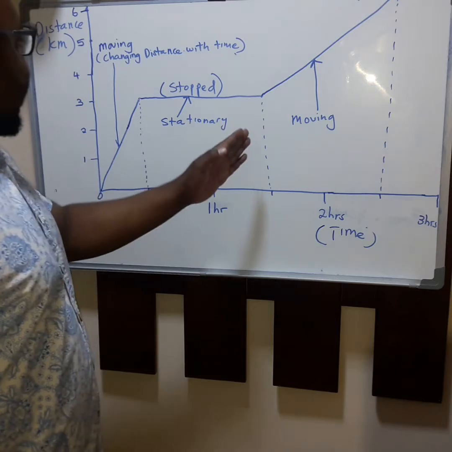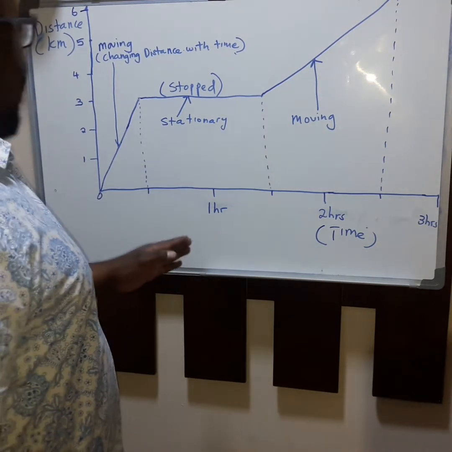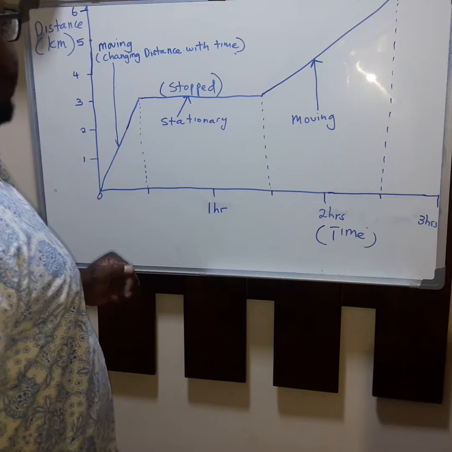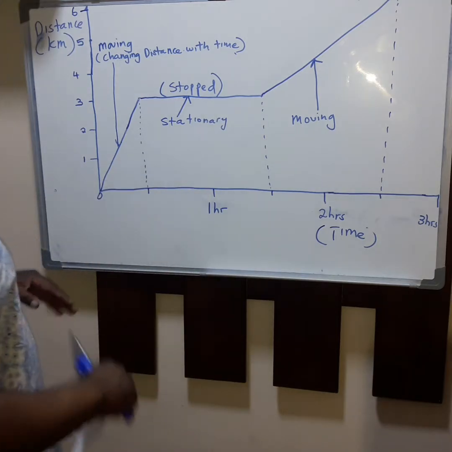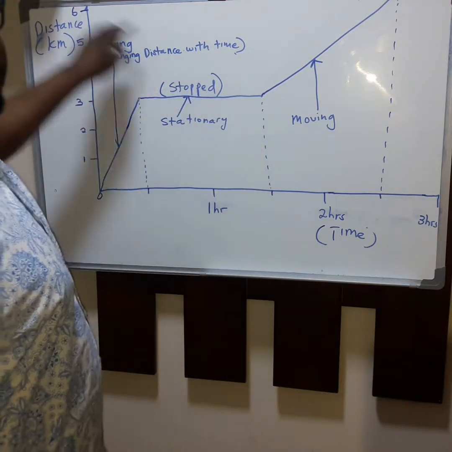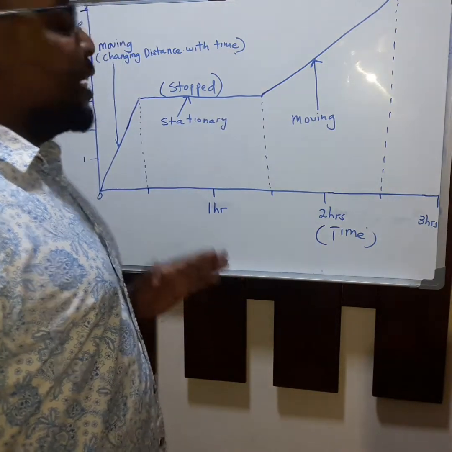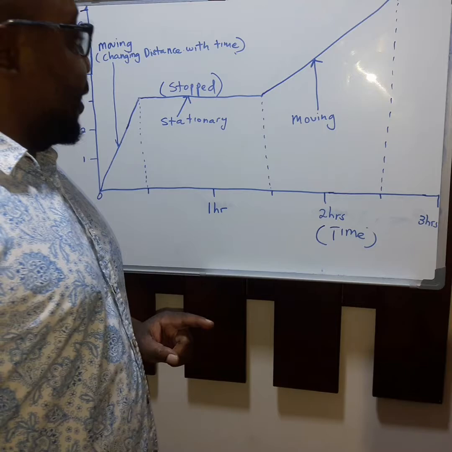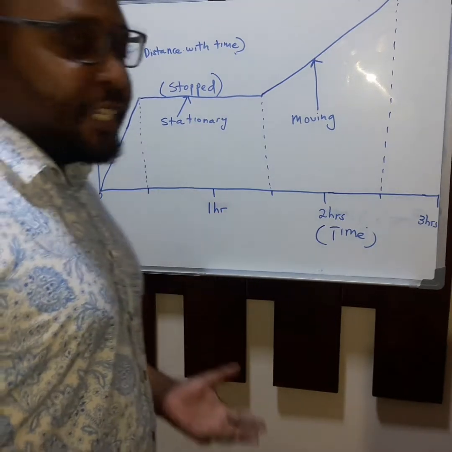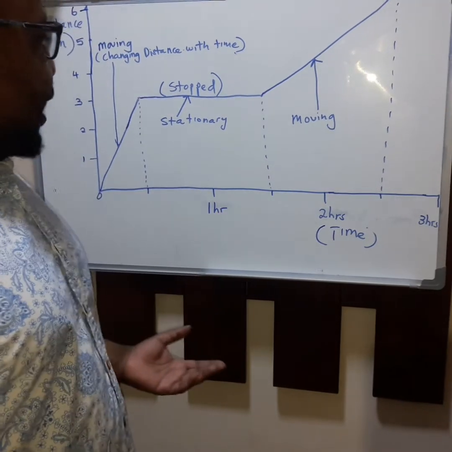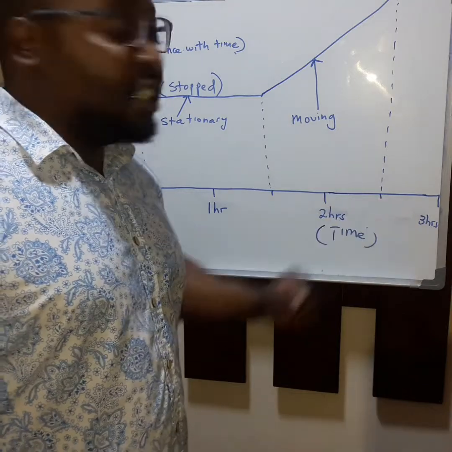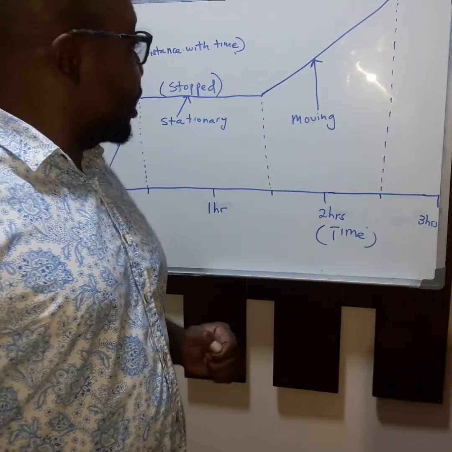After an hour, the object started moving again because there is a change in distance with time from 3 kilometers to 6 kilometers. So the third part of the graph is representing that. So the total time taken in terms of the journey is around 2 hours 30 minutes.